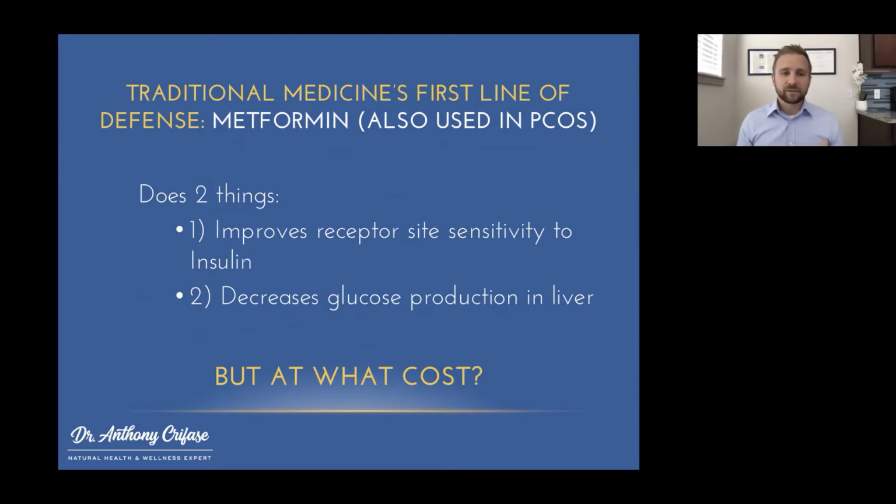So as we discussed, if you have high blood sugar or type 2 diabetes, the first line of treatment for this is often a medication known as metformin, which is also used in PCOS. And this does two things. It improves the receptor site sensitivity to insulin. It also decreases the glucose production in the liver. Now, it does do these things, yes, but at what cost, okay?